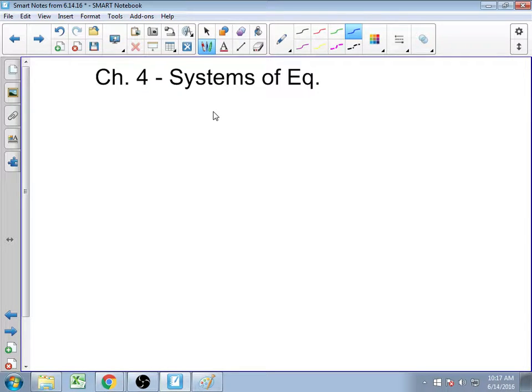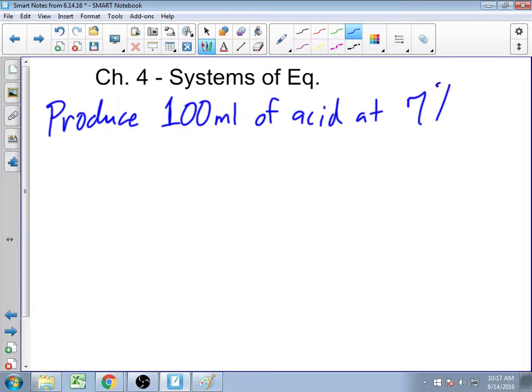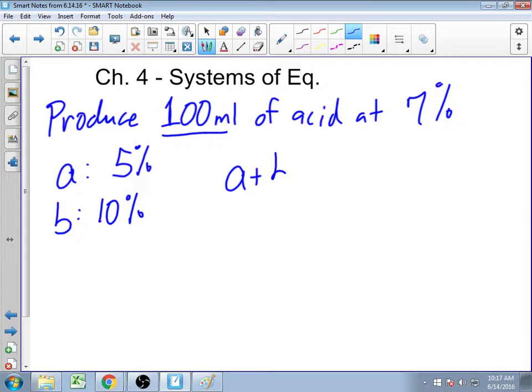So I'm gonna set up a similar problem. If I am a chemical engineer and I'm trying to produce, let's say, 100 milliliters of an acid at 7% acidity, what I have is a solution A that is 5% and a solution B that is 10%. I don't know how much I have to mix of them to get 100 milliliters of a 7% solution. Well, since my total solution is 100 milliliters, however much of A I use plus however much of B I use has to equal 100 milliliters.